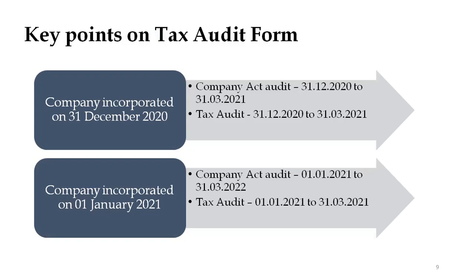However, in the second case, when the company is incorporated on 1st January 2021, according to the Companies Act, its first accounting year is going to end on 31st March 2022. So the company audit will be for the period of 15 months, from 1st January 2021 to 31st March 2022. But our Income Tax Act doesn't have this type of provision.